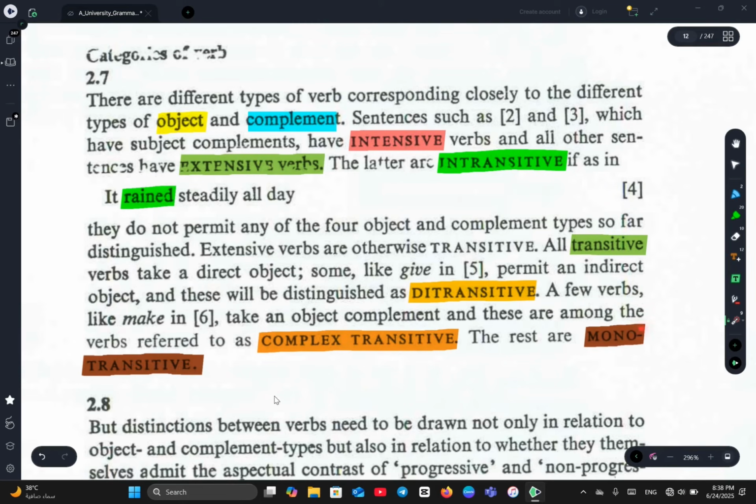The last type, which is monotransitive. A monotransitive verb is a kind of verb that takes only one object, which is the direct object. Why the direct object? Because the direct object is essential and we cannot eliminate it, just like we explained in the previous lecture.